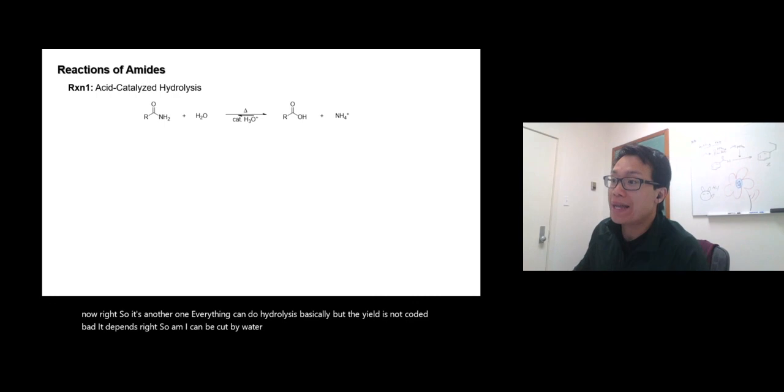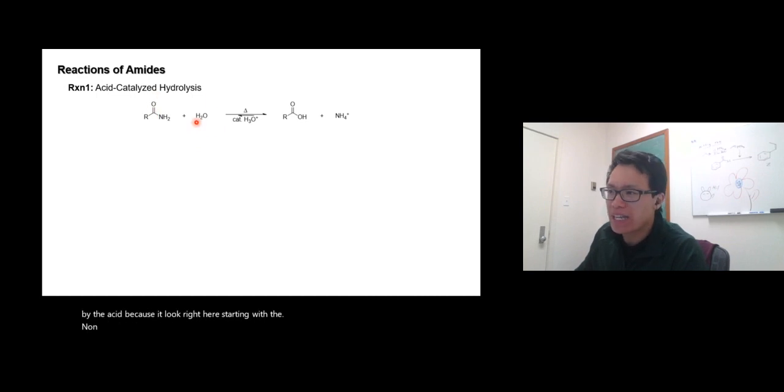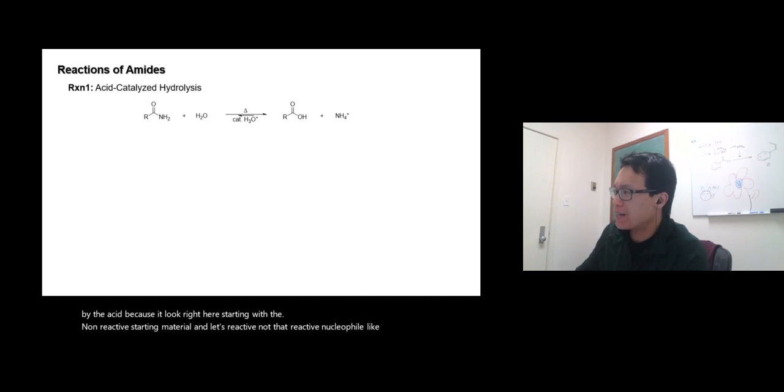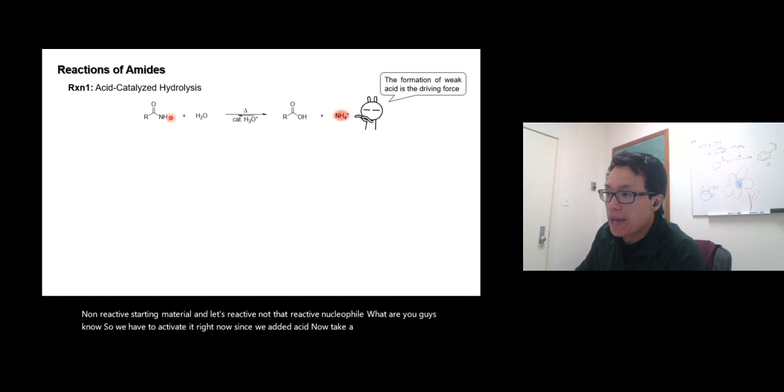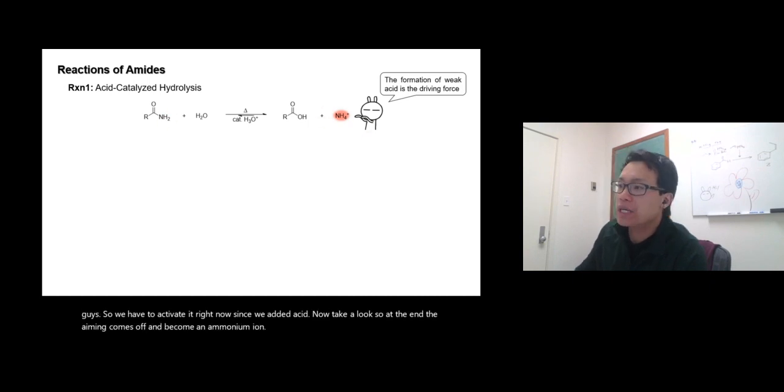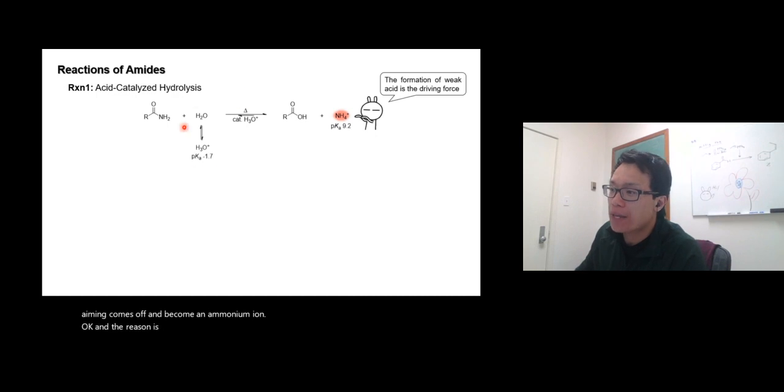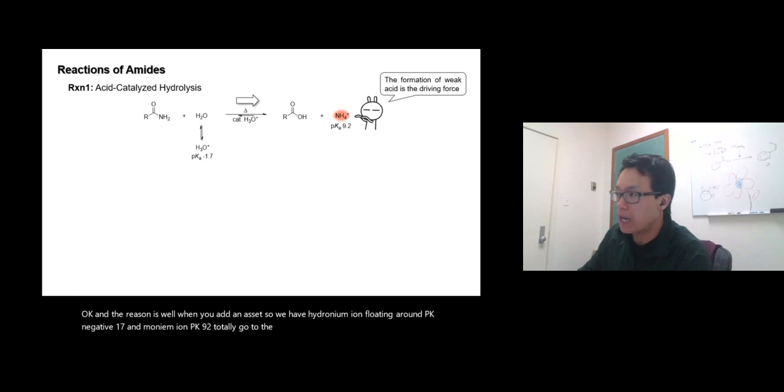But it needs to be catalyzed by the acid because if you look right here, we start with a non-reactive starting material and a not that reactive nucleophile like water. You guys know, so we have to activate it. All right. Now, since we add an acid, take a look. At the end, the amine comes off and becomes an ammonium ion. Okay, and the reason is, when you add an acid, we have hydronium ion floating around, pKa negative 1.7, ammonium ion pKa 9.2, totally goes to the right, favors the product.